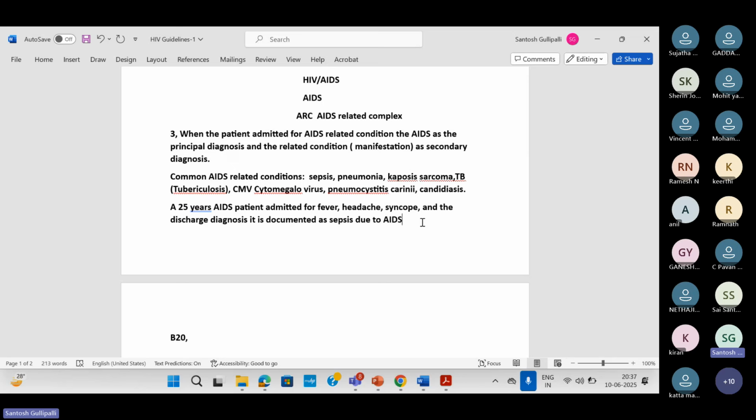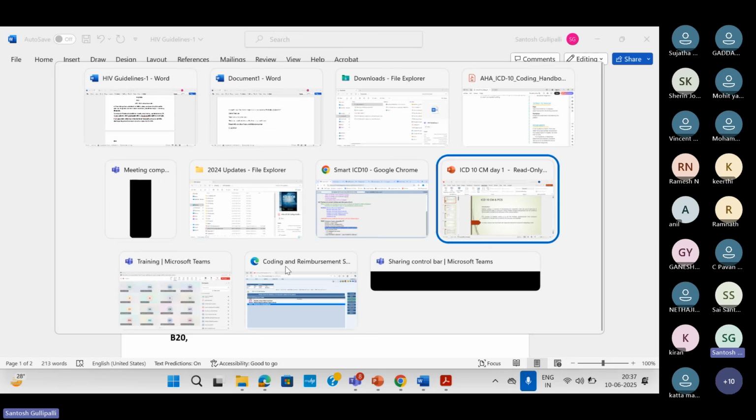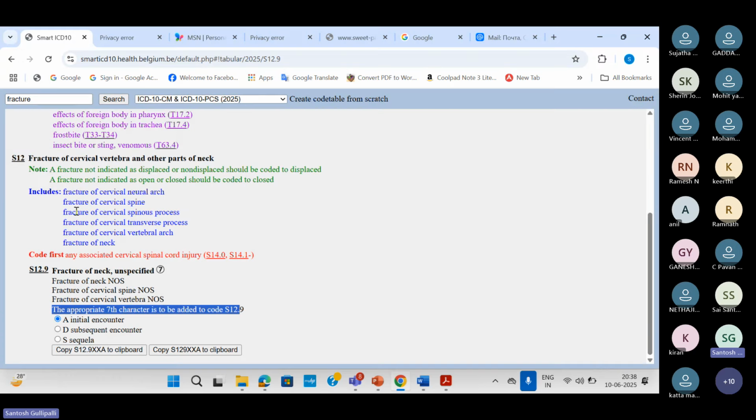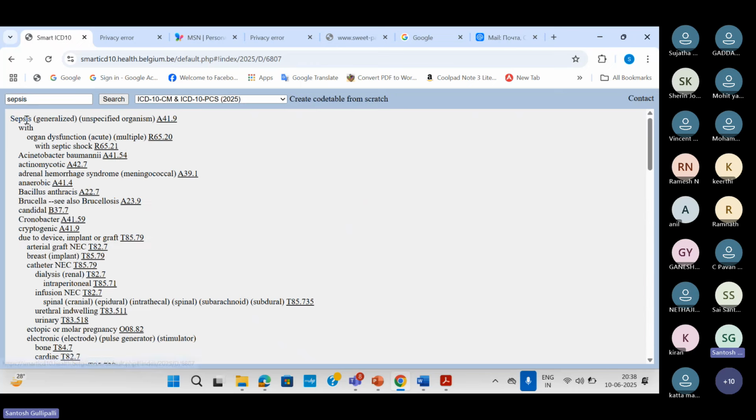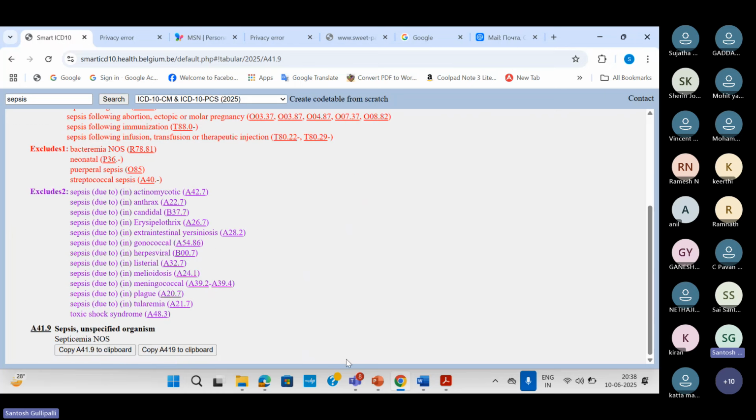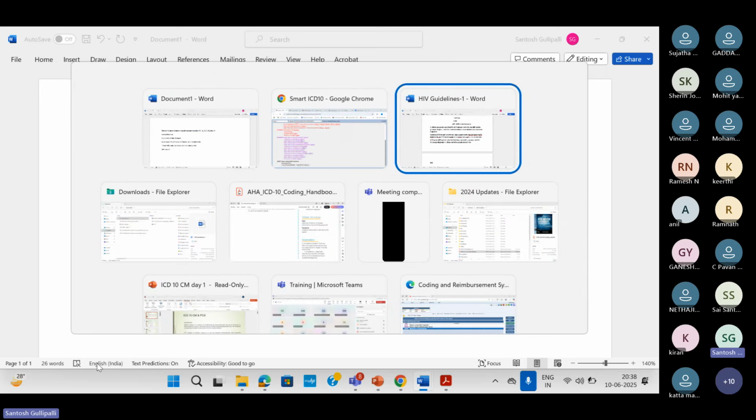Okay, sorry. In this case, AIDS is the principal diagnosis B20 and you can assign sepsis. If you do not remember the diagnosis code, at that time you can search for the sepsis code. So the code is A41.9. You can assign sepsis as the secondary diagnosis.